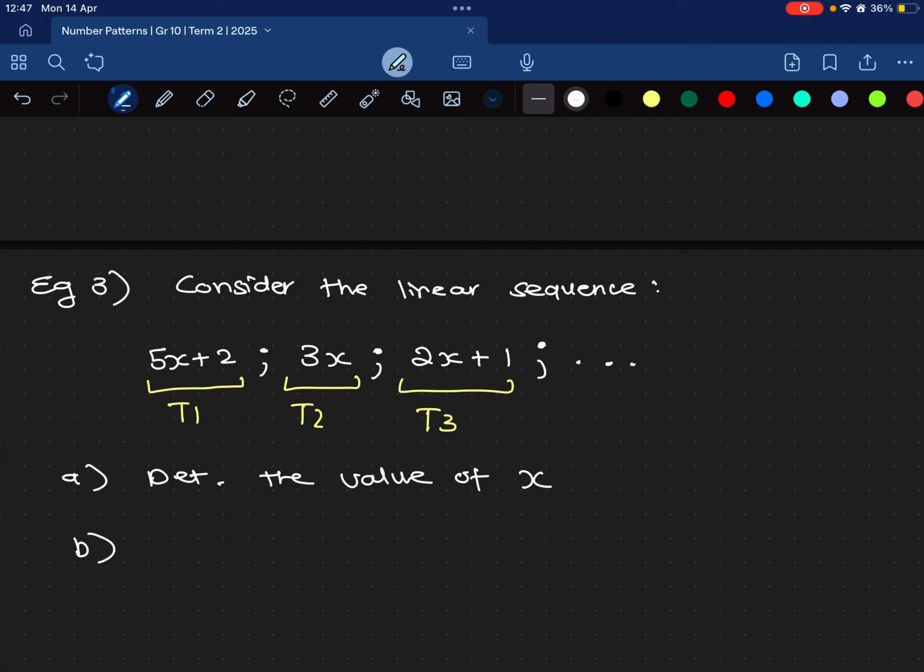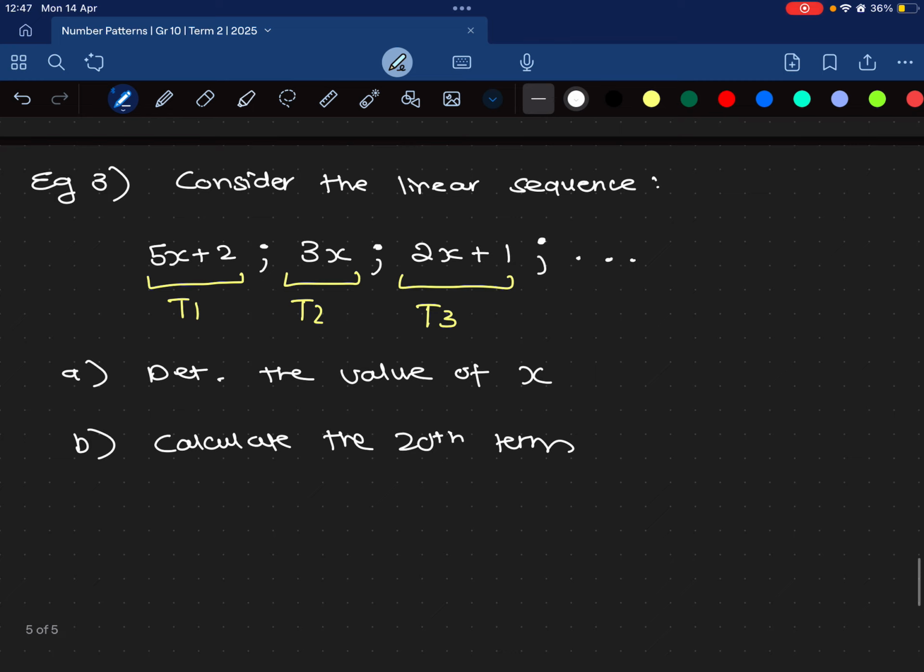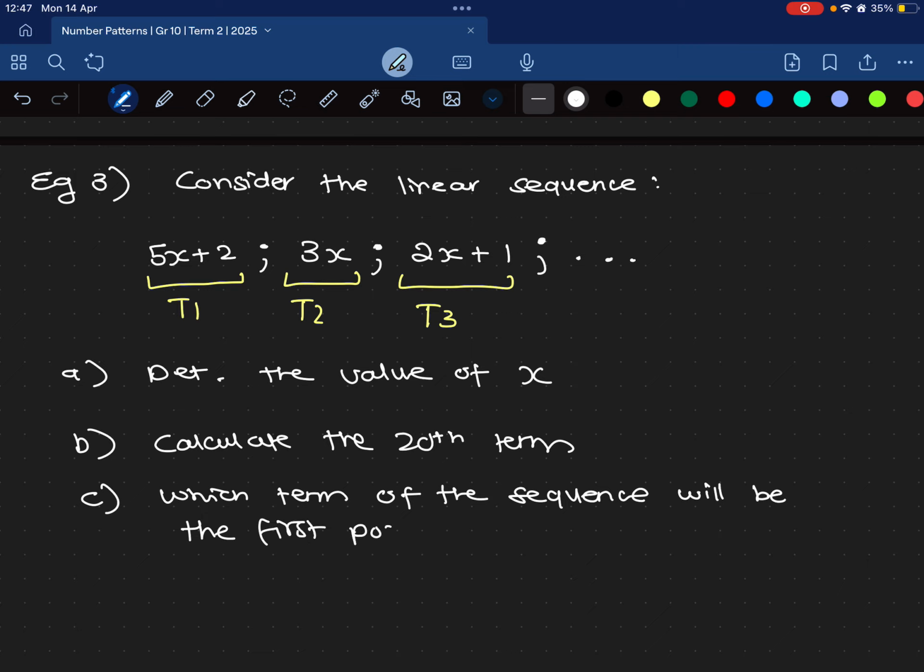The second question says to calculate the 20th term, and then the question asks you to state which term of the sequence will be the first positive term. Okay, so there's quite a lot to unpack here.